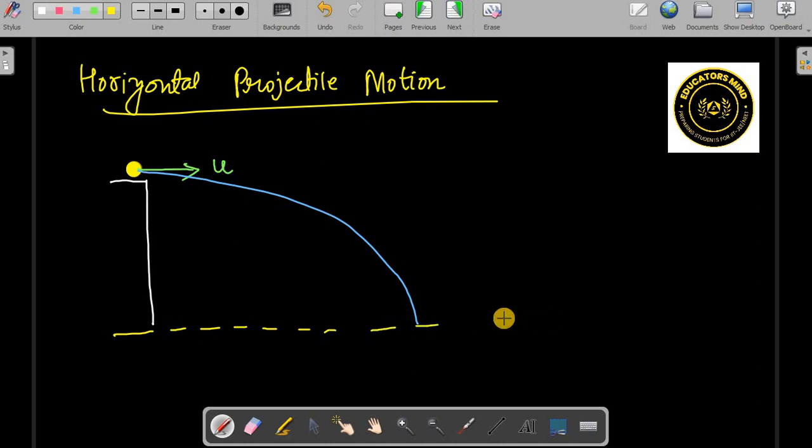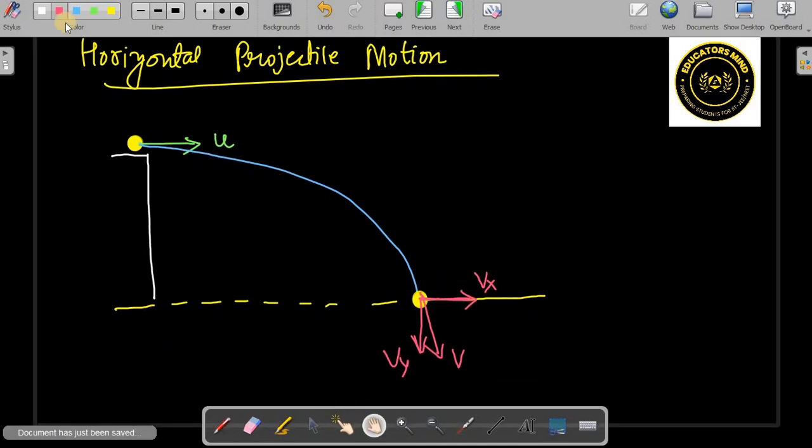Suppose this is the ground, and it will reach the ground after some time. It will hit the ground with a different velocity, like this. Again there will be an x component and a y component. This is the vx and this is the vy. And remember, the horizontal component remains constant, because initially it had a horizontal velocity only. So the horizontal component doesn't change, the vertical component is changing, and let's say this is the height h.